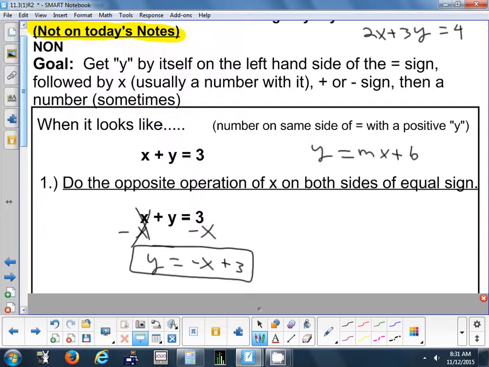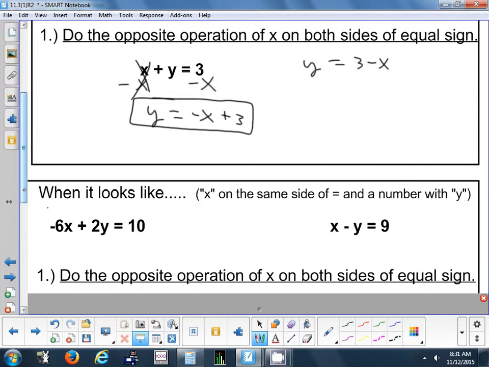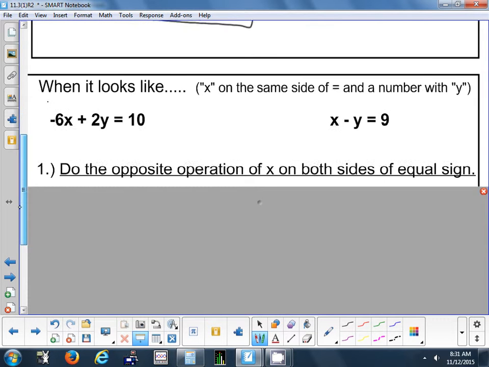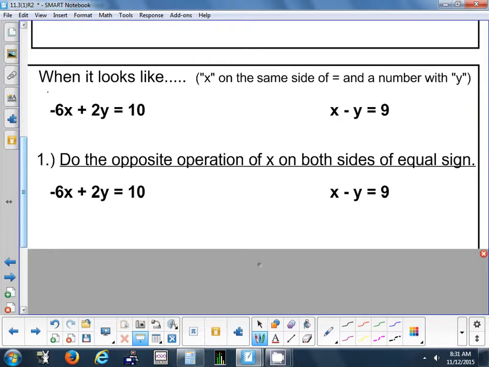Okay, the way Corey had said it to start, he said this. This isn't wrong. It's just not in the order we're looking for. Okay, so negative x comes first, positive 3 comes after it. All right, let's try one of these. So now we've got not only the x and the y on the same side, but there's a number attached to the y.